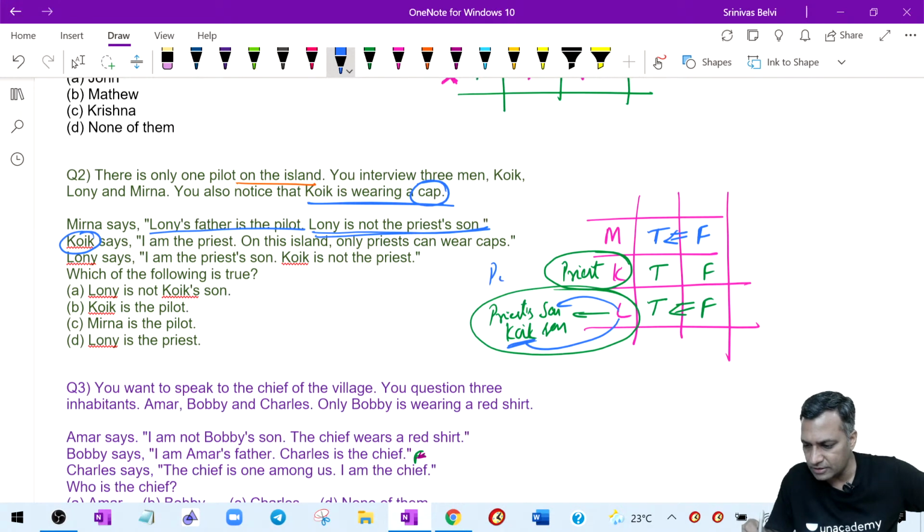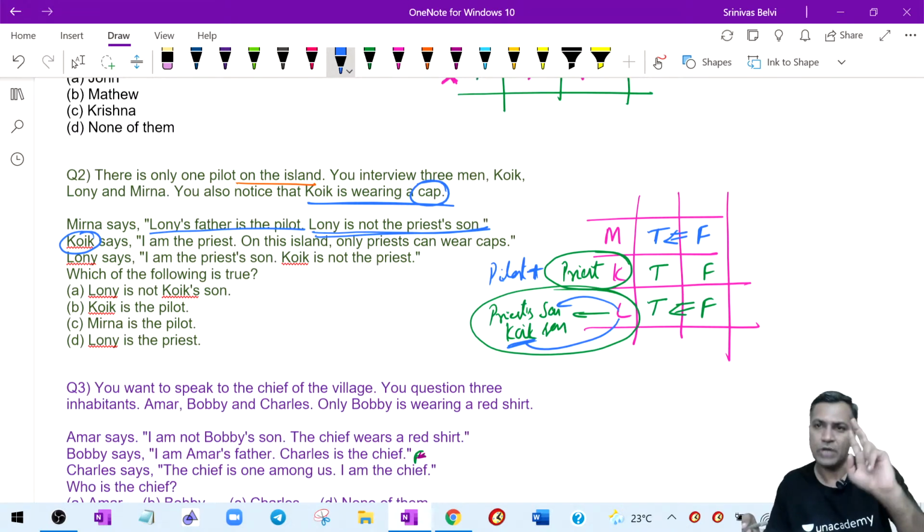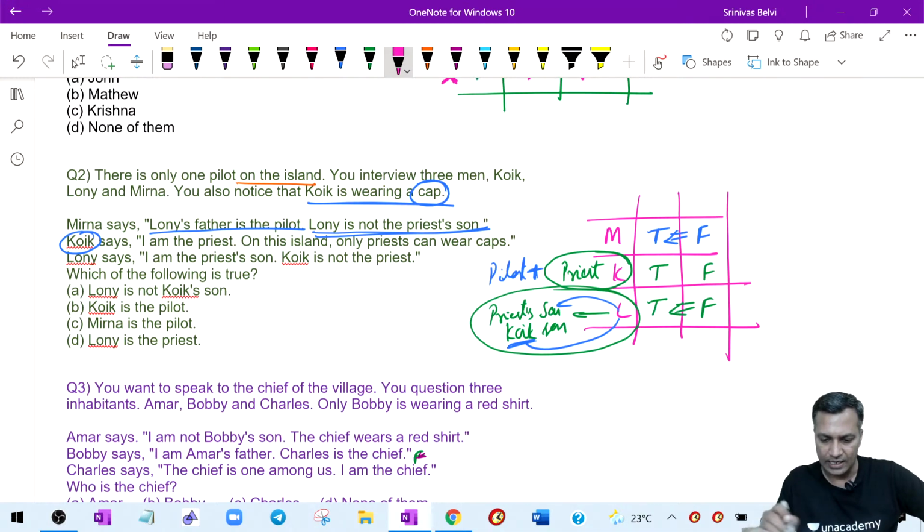Koik is a pilot. He is a pilot as well as a priest, because it is nowhere written that a pilot should not be a priest. Koik has a double role. He does the work of a priest as well as the work of a pilot. And hence the answer is Koik is the pilot. The other statements are not correct. The only statement which is correct is Koik is the pilot. Making sense? Everybody clear? So don't rule out the options of double roles. There could be double roles by the individuals. What big deal is there about it?